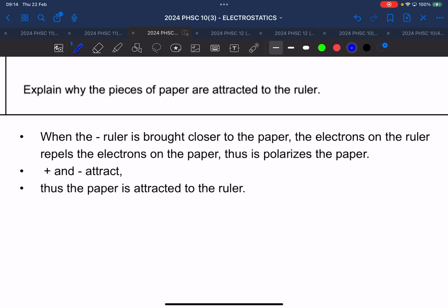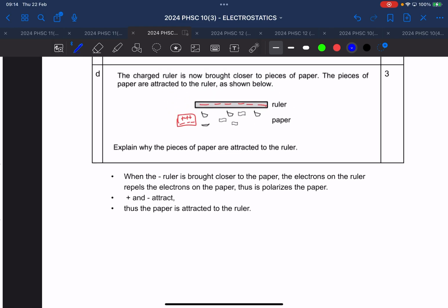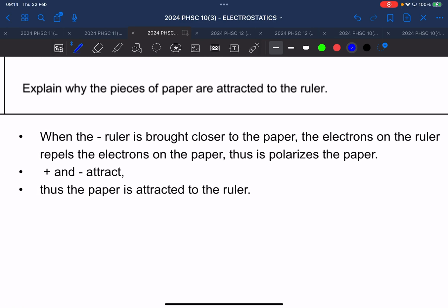Yes? Let me just ask this. Did you understand what you wrote down? Because it doesn't help you write down something and you do not understand what you've written down. Then you remain stupid. When you ask, you learn something. Yes? I don't understand. What part do you not understand? The first line. Okay, so you understand the sentence when the negative ruler is brought closer to the paper.